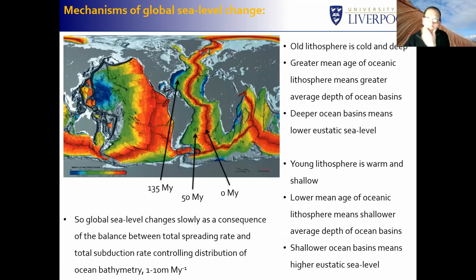The other big tectonic control on global sea level is the thermal age, the time since it was formed at a spreading center, of oceanic lithosphere. This is a beautiful map, actually. I really love this map. It's a slightly garish color scheme, but it shows such a fantastic relationship. The red is young oceanic lithosphere. The blue is the oldest oceanic lithosphere, and you can see green and yellow in between.